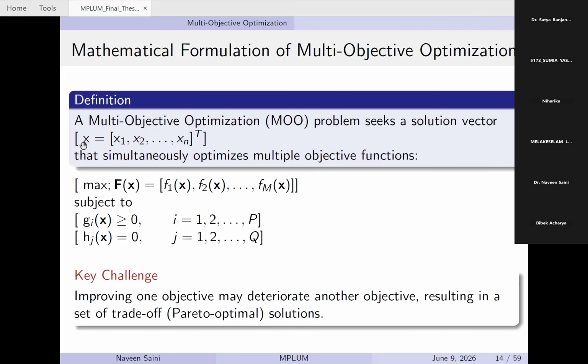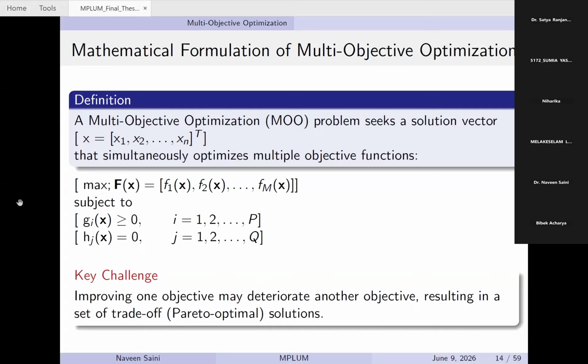For example, let us consider a solution x equal to x1, and another dimension. You can say these are the features. This is the solution. What we want to do is optimize multiple objectives together. For example, f is the set of objectives for this solution. f1(x) is the first objective, f2 is the second objective, fm is the mth objective.